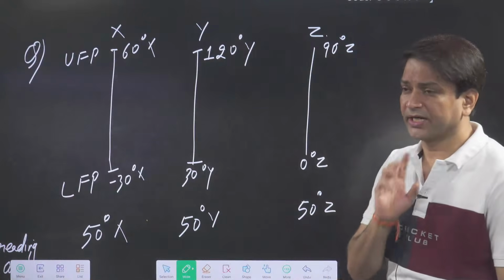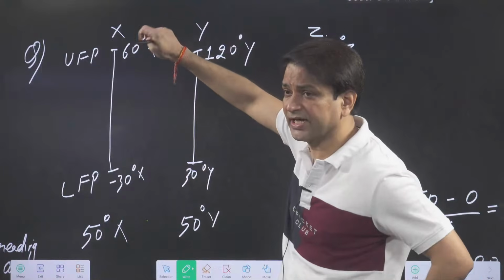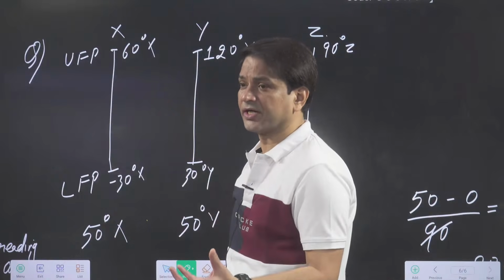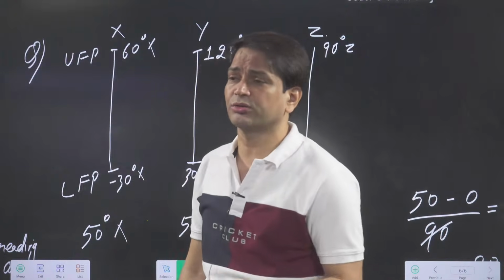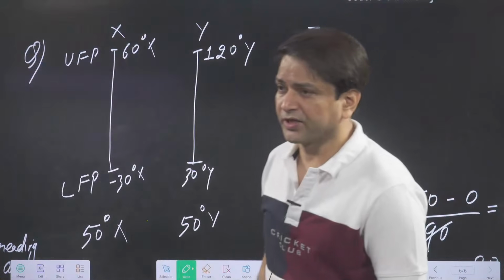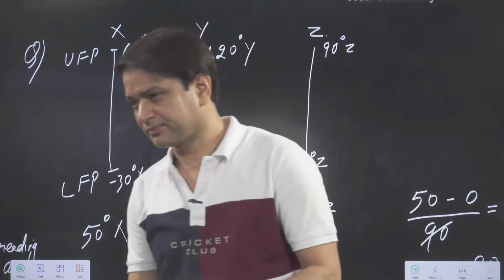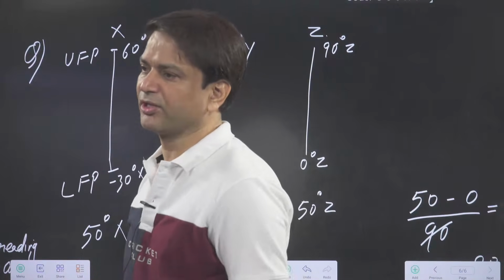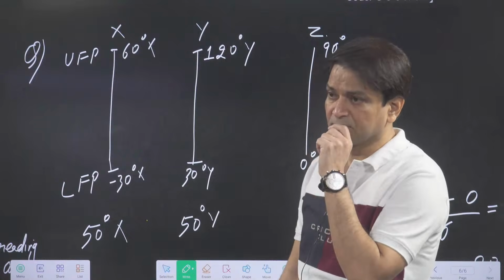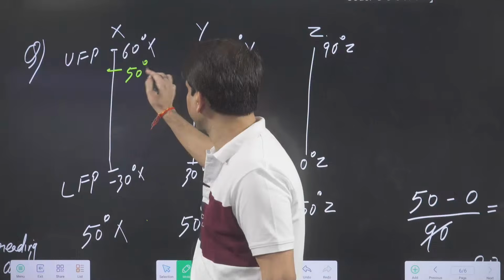Listen, 50 degree X, what is the UFP of the scale X? 60 degree. And what is the reading of this scale? 50 degree. So will 50 degree X be closer to the ice point or closer to the boiling point? Boiling point. Why? 60, and then 50 means it will be somewhere here, suppose 50 degree X.